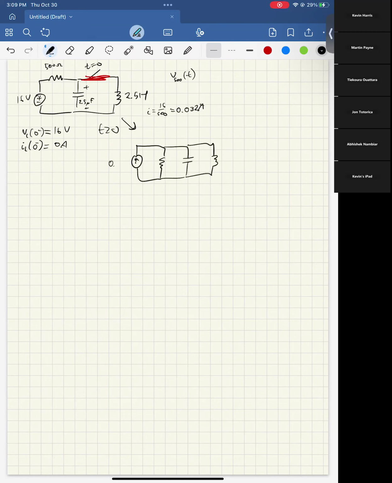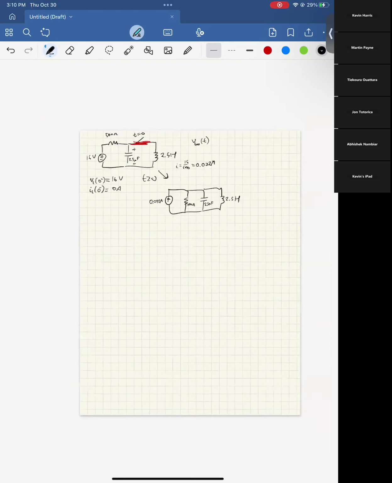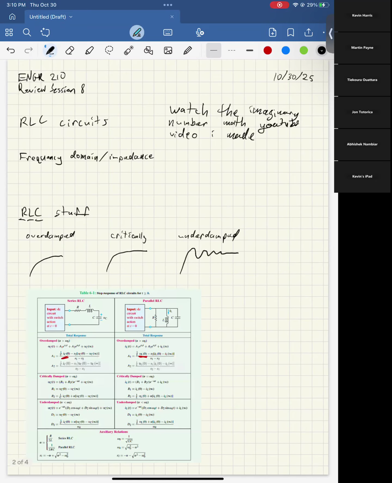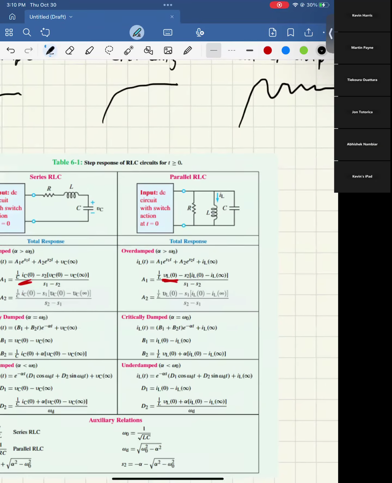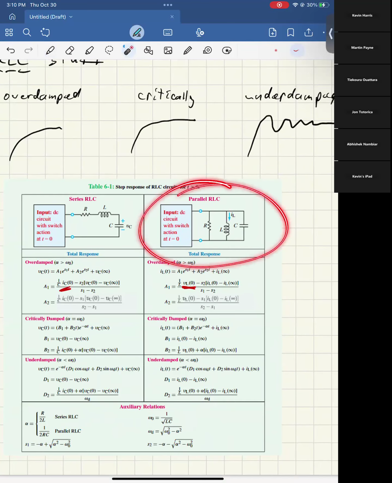So we end up with a current source, a resistor, capacitor, and an inductor. This is 0.032 amps, this is still 500 ohms, this is still 2.5 microfarads, and this is still 2.5 henries. Now we have to figure out what equation we want to use. We know that we are in parallel world, so we have to figure out our omega naught and our alpha, and then compare them to figure out which of these equations we're going to use.